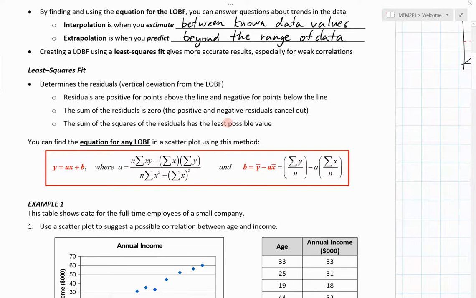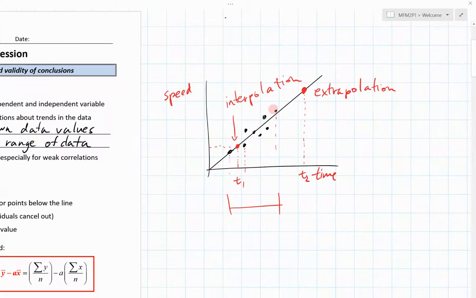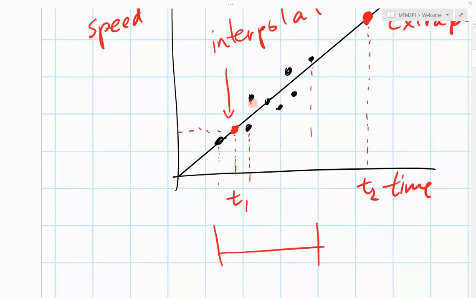Okay, least squares fit. Creating a line of best fit using a least squares fit gives more accurate results, especially for weak correlations. So how do you do a least squares fit? You determine something called a residual. Basically, how far is that point deviating from the line of best fit? So a residual would be, if you had a point up here, how far does it deviate from the line of best fit? That's a residual.